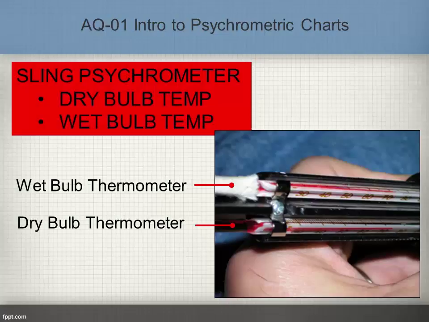The wet bulb thermometer measures the heat during the evaporation of water from the dampened wick of the instrument. As this water evaporates, it lowers the temperature of the thermometer. For this reason, this temperature is referred to as the wet bulb temperature.